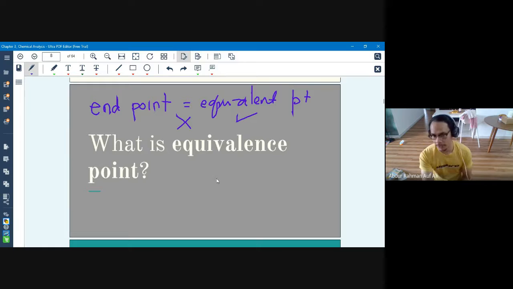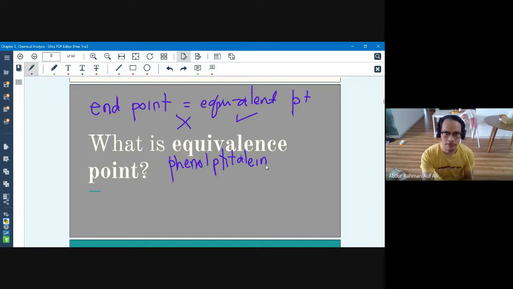Okay, bila kita titrate, the equivalent amount of acid and the equivalent amount of base will react together sampai complete dulu. Tetapi our indicator tak detect lagi. So this is because indicator tu hanya akan detect the type of solution yang dia react with. So for example, let me explain myself. Kalau contohlah kalau kita guna indicator phenolphthalein.